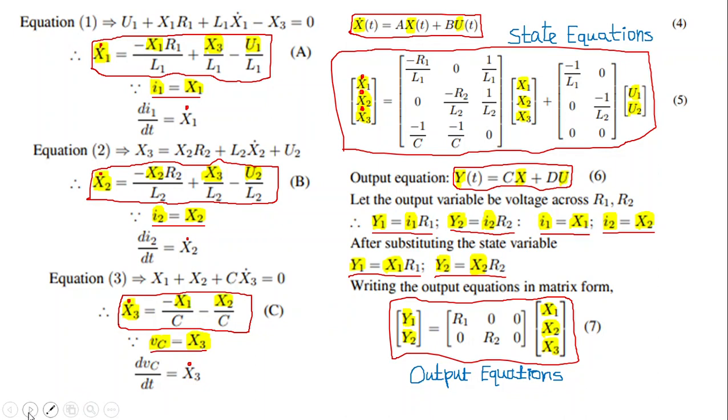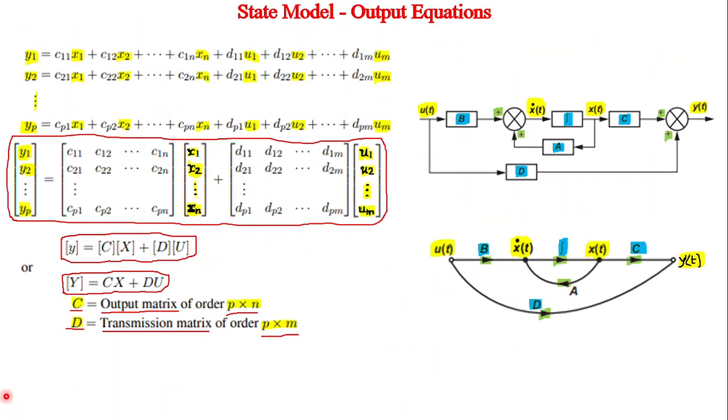Therefore, in this case, p outputs, so p rows. How many columns? n columns, because n state variables. So p by n. There we had 2 by 3, so here we have p by n as a generalization.